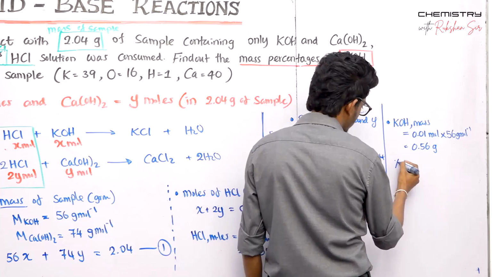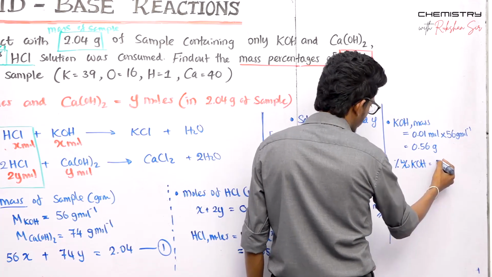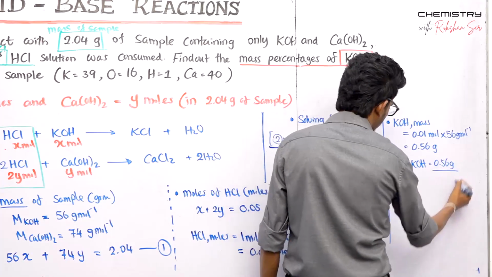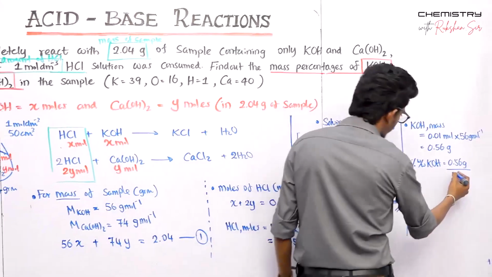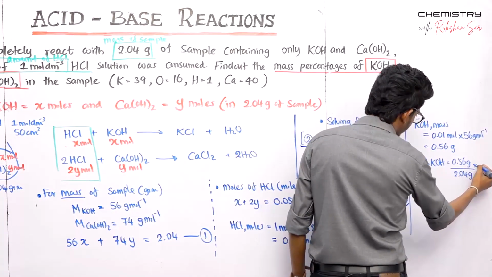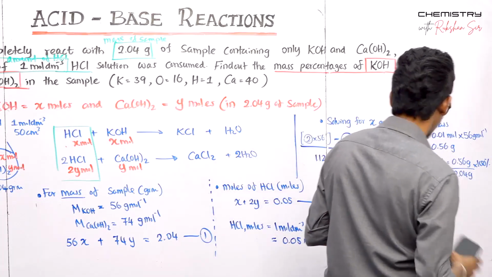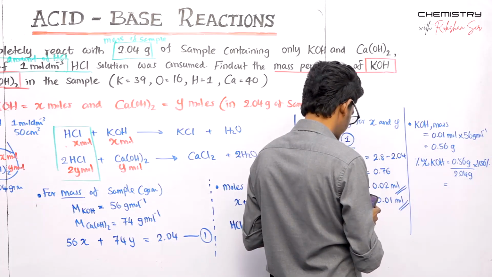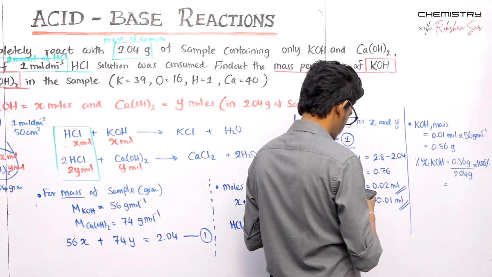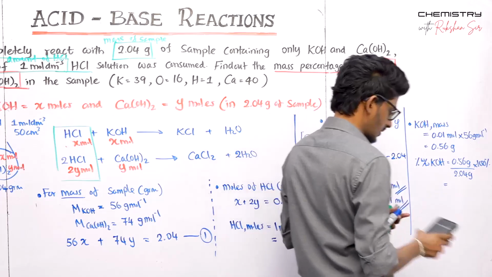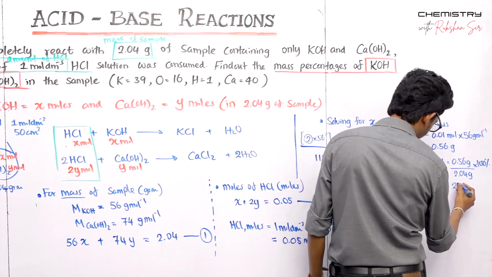The percentage of KOH is then equal to 0.56 grams divided by the total mass. The total mass is what? The total mass is 2.04, into 100. That will give you 0.56 divided by 2.04, that is 27.45 as a percentage.